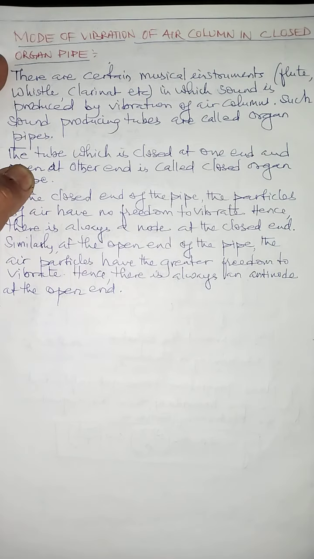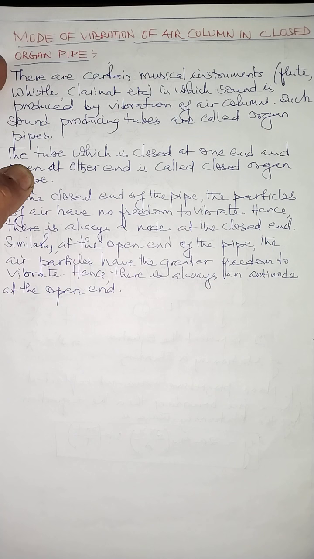Which organ pipe? Closed organ pipe. Actually, organ pipes are basically of two types. One is the closed organ pipe, and another is the open organ pipe. But before that, we try to understand what organ pipes are.